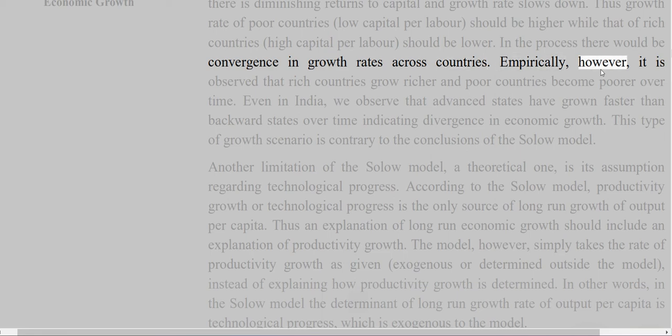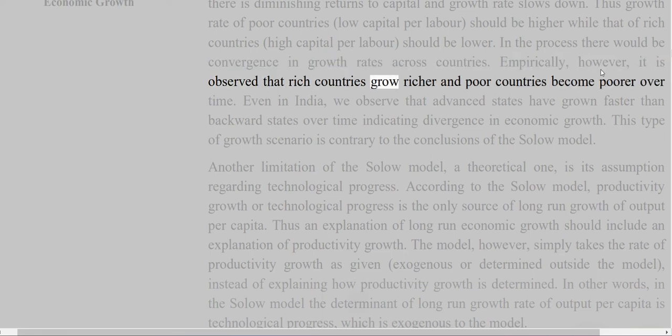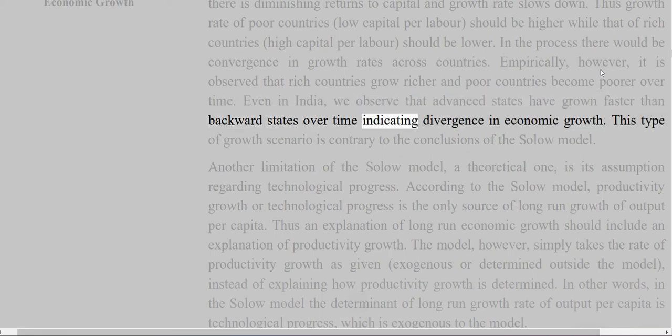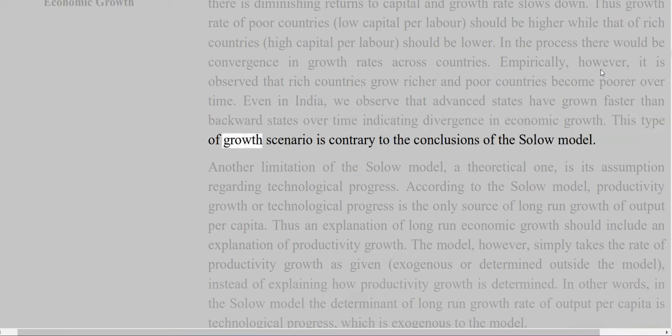Empirically, however, it is observed that rich countries grow richer and poor countries become poorer over time. Even in India, we observe that advanced states have grown faster than backward states over time, indicating divergence in economic growth. This type of growth scenario is contrary to the conclusions of the Solow model.